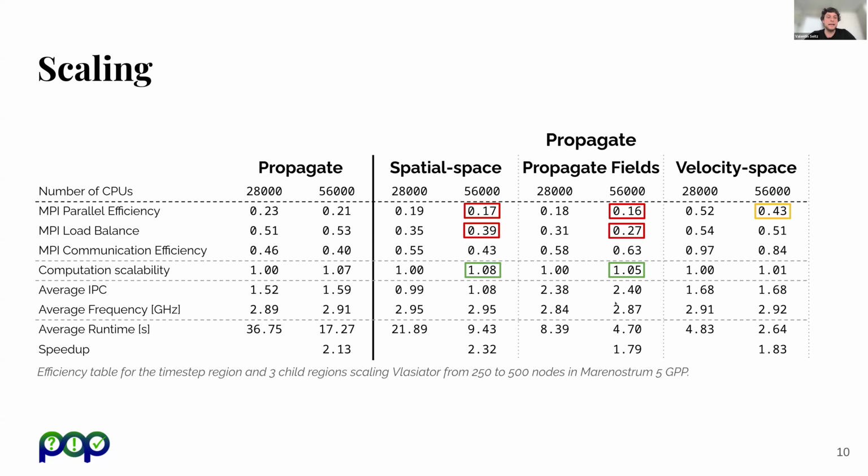Okay. With this out of the way, we chose to analyze the spatial space translations as they have very bad parallel efficiency, and the propagate fields, which also has very bad parallel efficiency. If we look at the velocity space with 43%, it's not great, but it seems the best out of the 3. So we only chose those 2 for analysis.